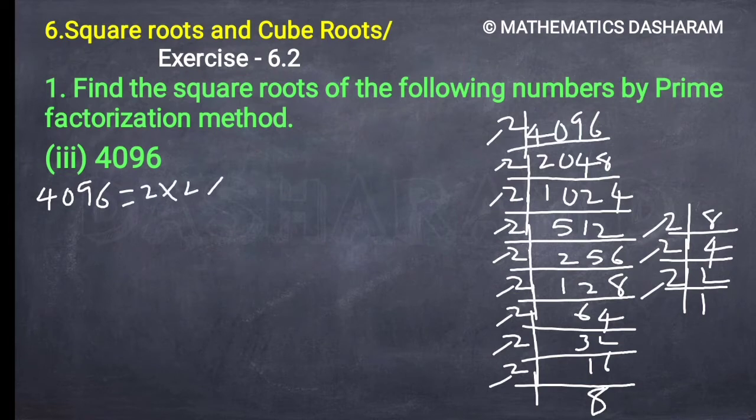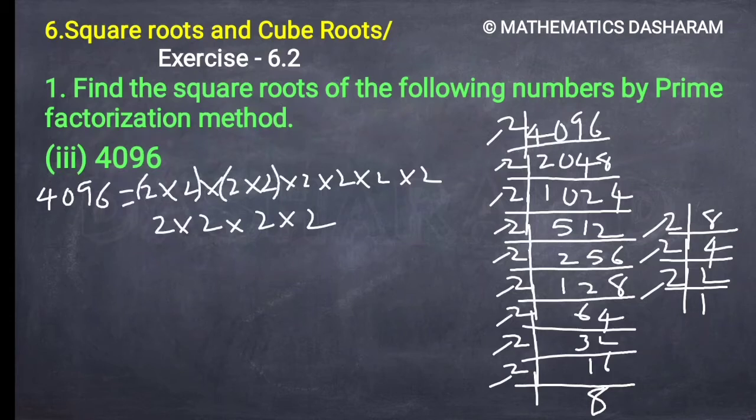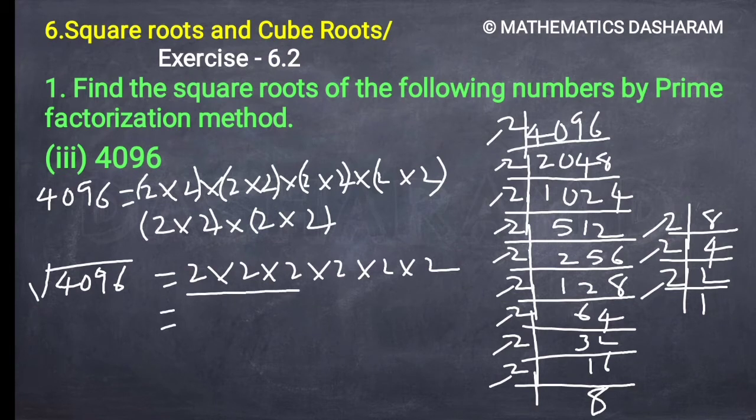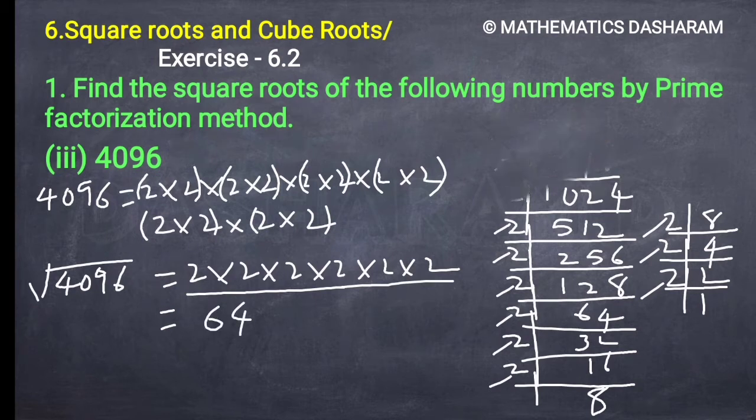So 2 into 2, 2 into 2, 2 into 2, 2 into 2. So one pair, second pair, third pair, fourth, fifth and sixth. Therefore the square root of 4096 equals, select a number from each pair, 2 into 2 into 2 into 2 into 2 into 2. 2 twos are 4, 4 twos are 8, 8 twos are 16, 16 twos are 32, 32 twos are 64.